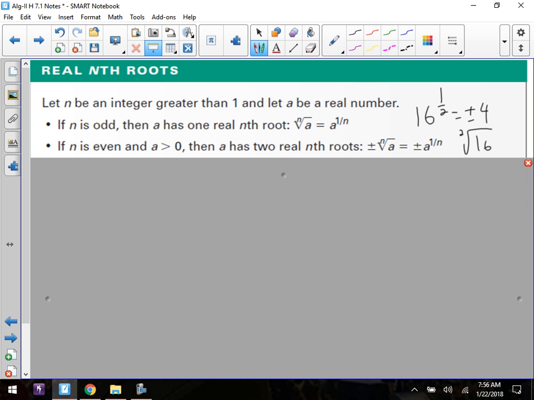Do you guys know where the nth root button is on your calculator? I think it says x root. Is that right?